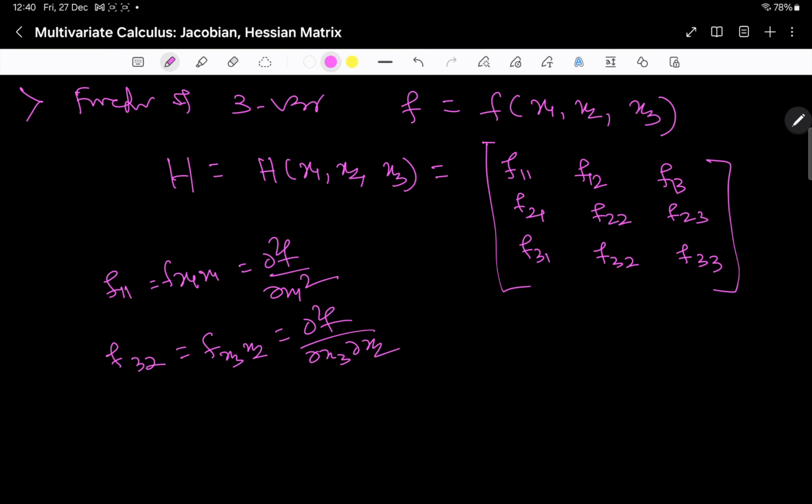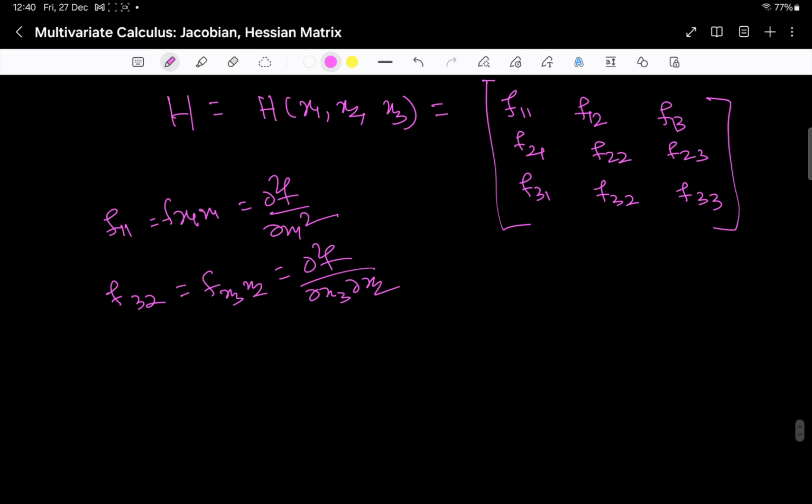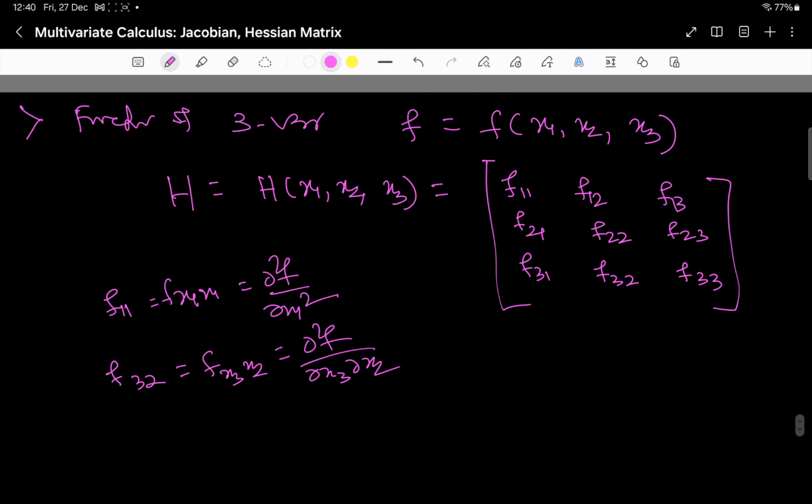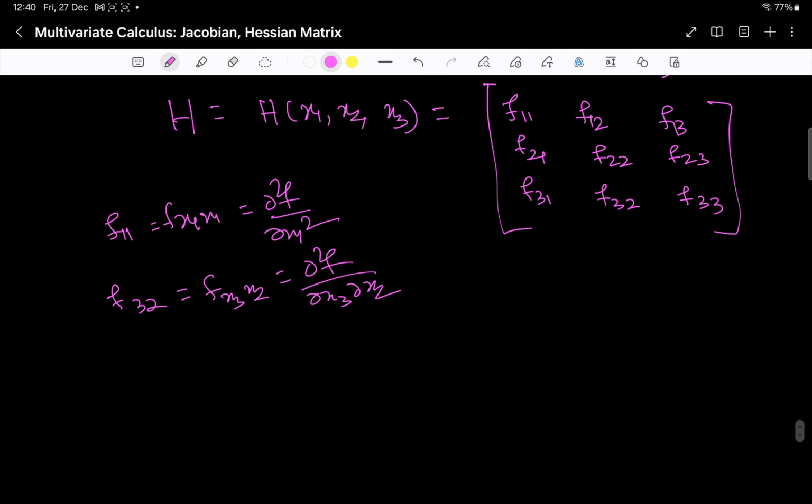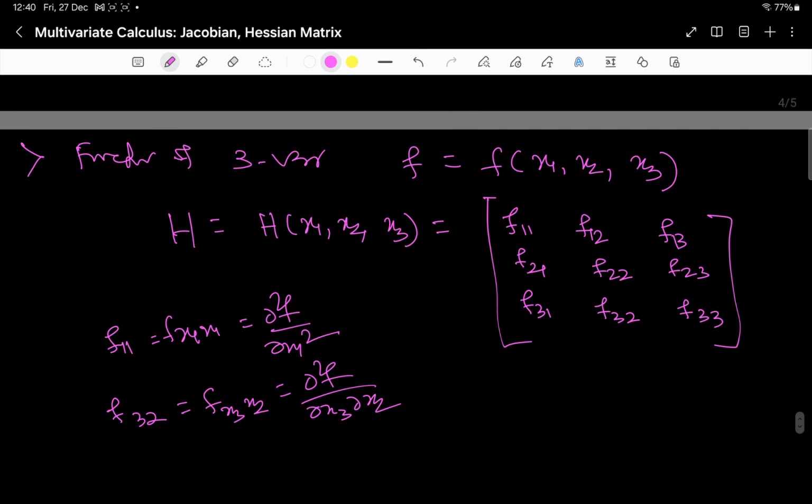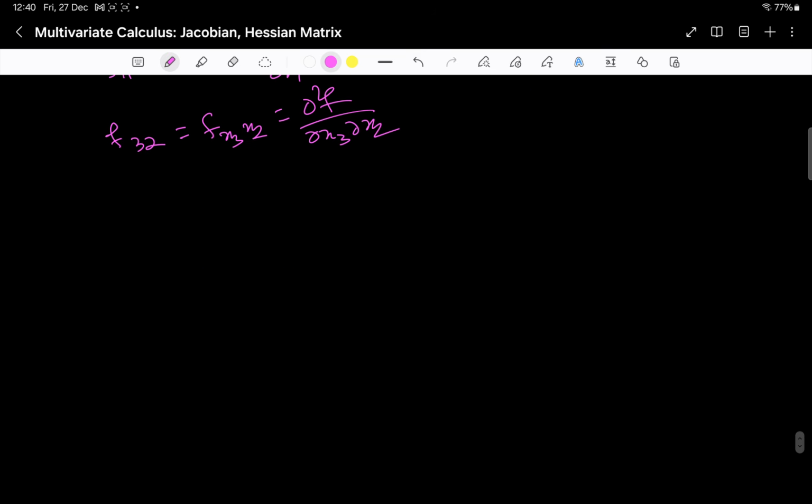Now what is the major role of this Hessian matrix? This Hessian matrix will be used to study the maxima and minima of the function, right? Now I should tell you about the principal minors here. What are the principal minors of the Hessian matrix?